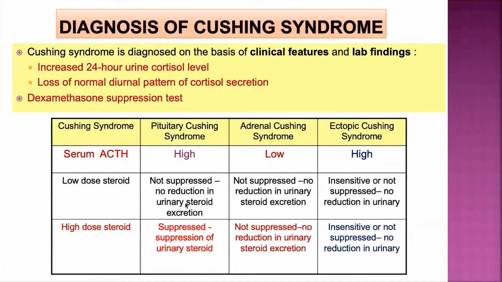This is important because sometimes when we check for the serum ACTH, if it is high, we cannot differentiate whether it is pituitary or ectopic. But when we do the dexamethasone suppression test, only then do we know that it is actually pituitary Cushing syndrome, when we proceed with the dexamethasone suppression test with high dose and it is suppressed. Okay.